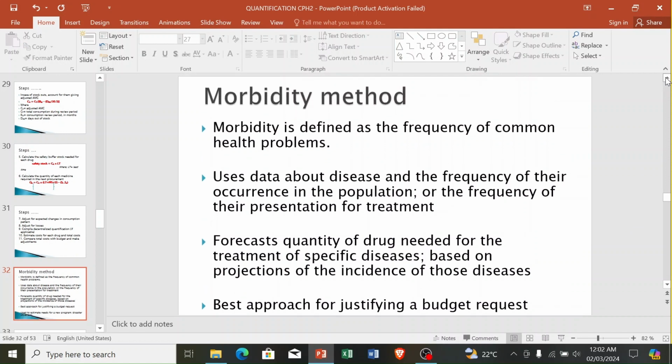Morbidity is defined as the frequency of a common health problem. How common is the disease in this society? How common is it that people in this specific area suffer from malaria? We have Asian and other European countries. You find they may not have malaria, but in Africa we may have it.